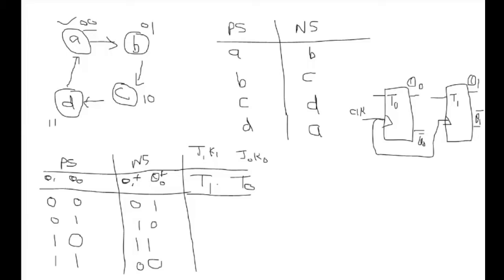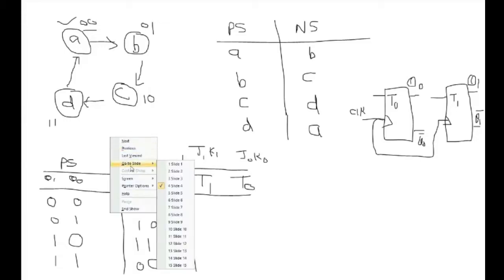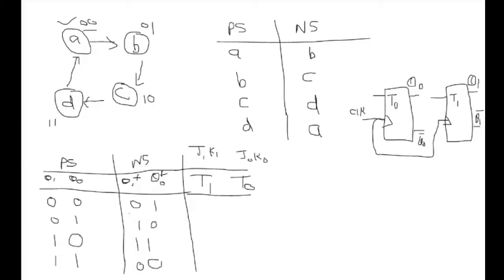I hope you remember the excitation table of T flip-flop. In this case, if I'm making the excitation table for T0, I will be talking about Q0 and Q0 plus. That will give me the excitation table of T0. And for T1, I will be talking about Q1 and Q1 plus. So seeing the first case, present state is 0, next state is 1. What will be the value of T0? What was the excitation table of the T flip-flop?